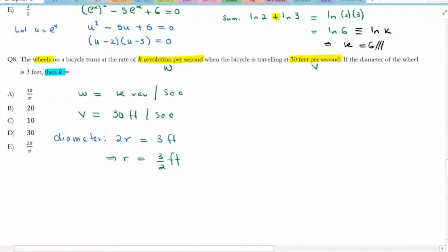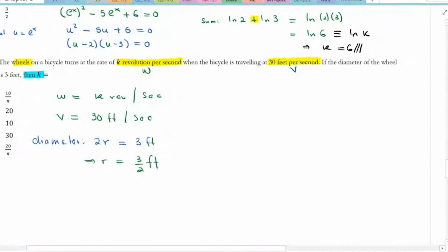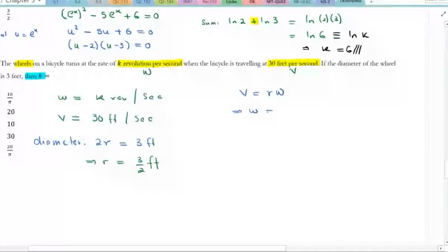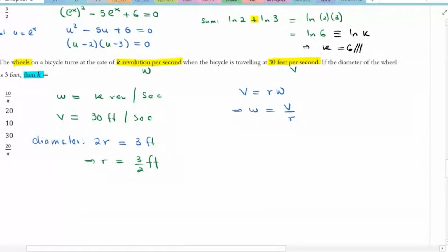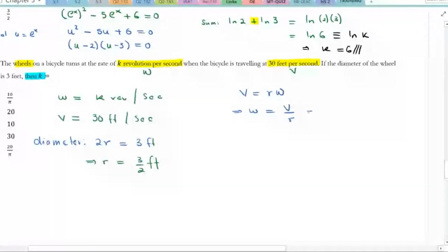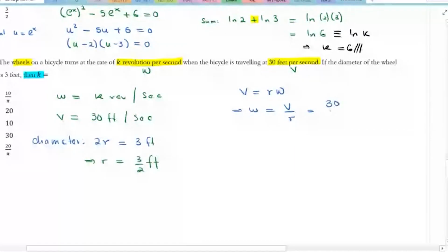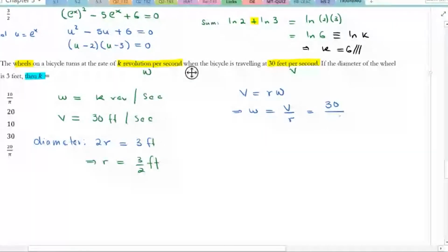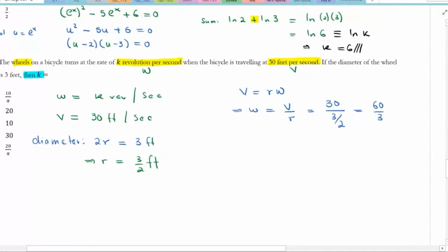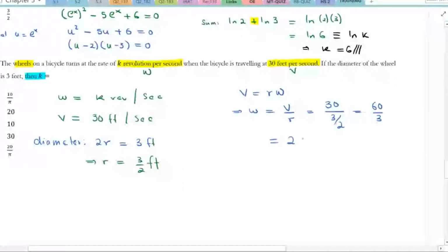For me to find the k, that means I have to find the angular speed. We know the relationship between the linear speed and angular speed. v is equal to r multiplied by w. And this means w is equal to v divided by the radius. And what is the linear speed? The linear speed is 30 feet, divided by the radius, which is 3 over 2. And this we can rewrite as 60 divided by 3, which we can write as 20, gentlemen, 20 radians per second.